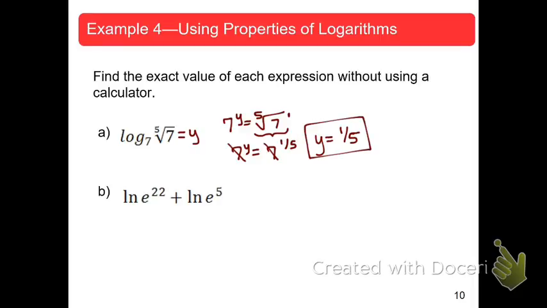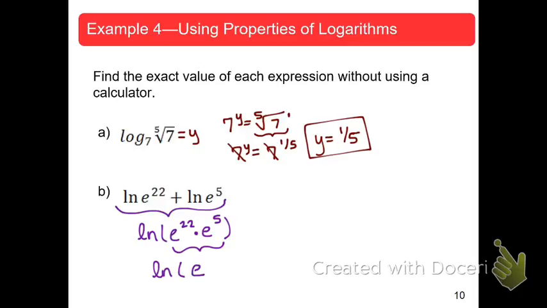Then on B, again, there are different ways you can work this. The first thing I notice is I have a log plus a log. So we know using our properties that we can combine those. Since they're being added, we can combine them by multiplying. So I get the natural log of e to the 22 times e to the 5th. Well, then looking at what's inside here, we can use those exponent rules that we know. Because we have like bases, we keep the base. And what do we do to the exponents? We add them. So 22 plus 5 is 27.